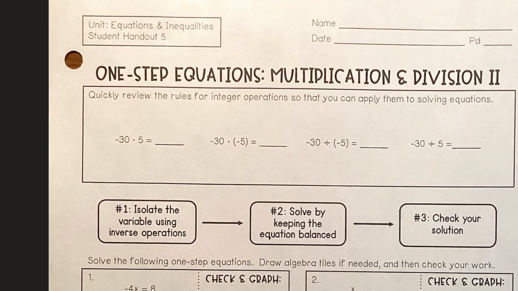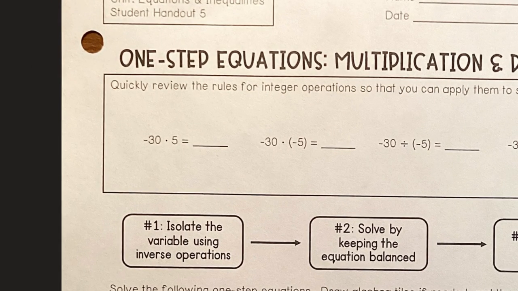So for the first problem here, we've got negative 30 times 5. Remember, we have our little math Dorito that we can use to help us remember what the sign of our answer is going to be. What you do is you take the sign of your first number, which is a negative, so we would cover up one of those negatives, and then we would take the sign of our second number, which is a positive, and cover up the positive on my math Dorito, and the sign that's left, which is another negative, will be the sign of my answer.